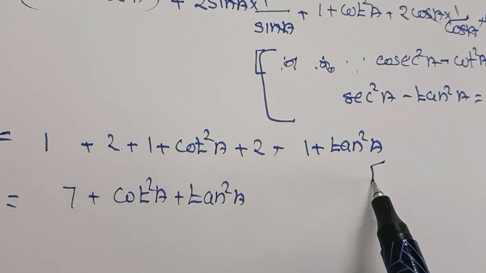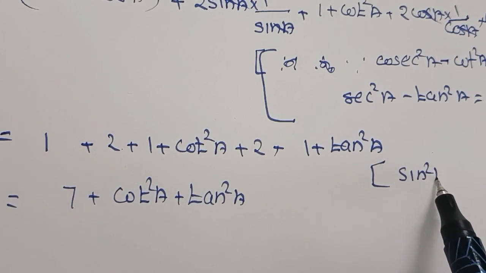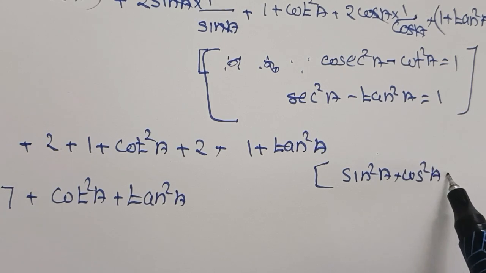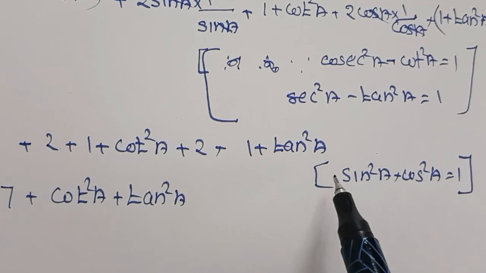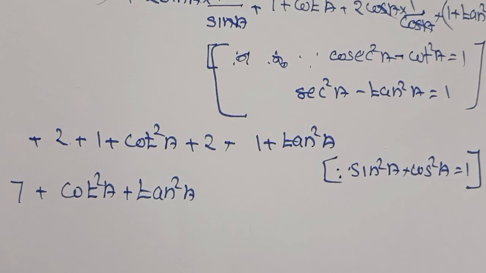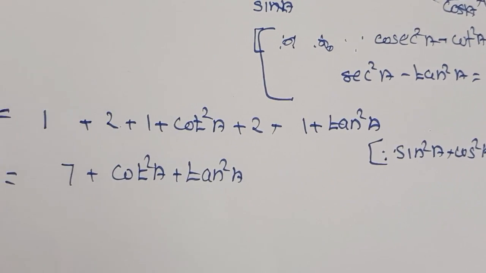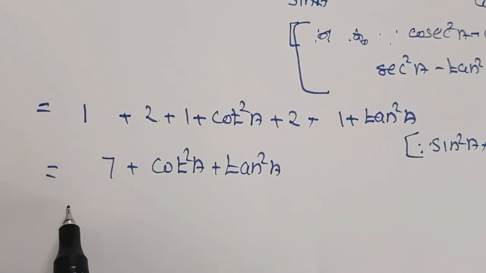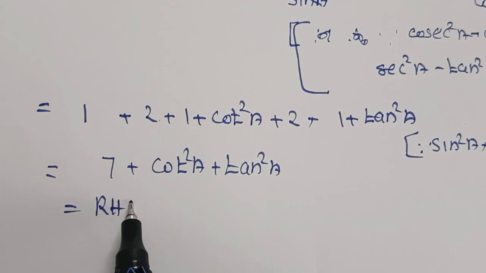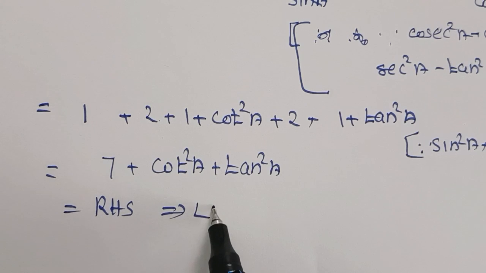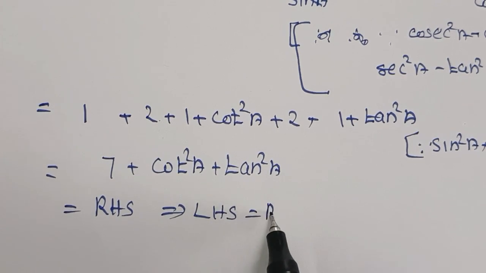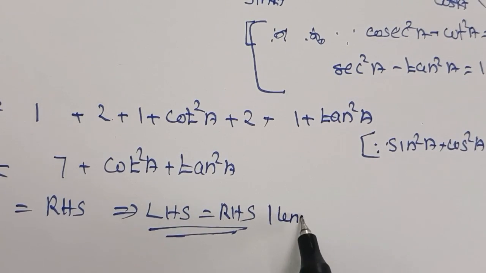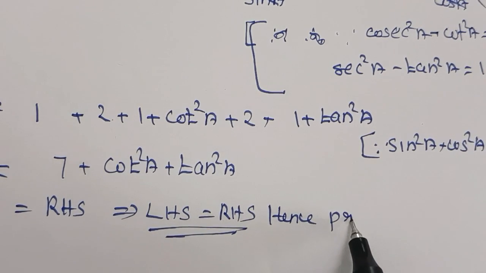Here we have to write the identity because we are using the identity sin square A plus cos square A equal to 1, isn't it? Since we are using the identity sin square A plus cos square A equal to 1, the first one will become 1. So this is the required RHS. Hence we get LHS equal to RHS. Therefore we proved the identity. Hence proved.